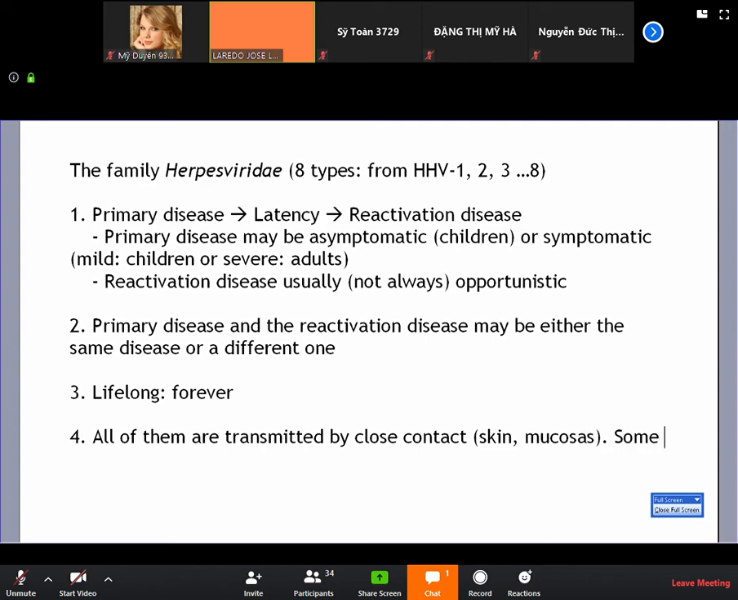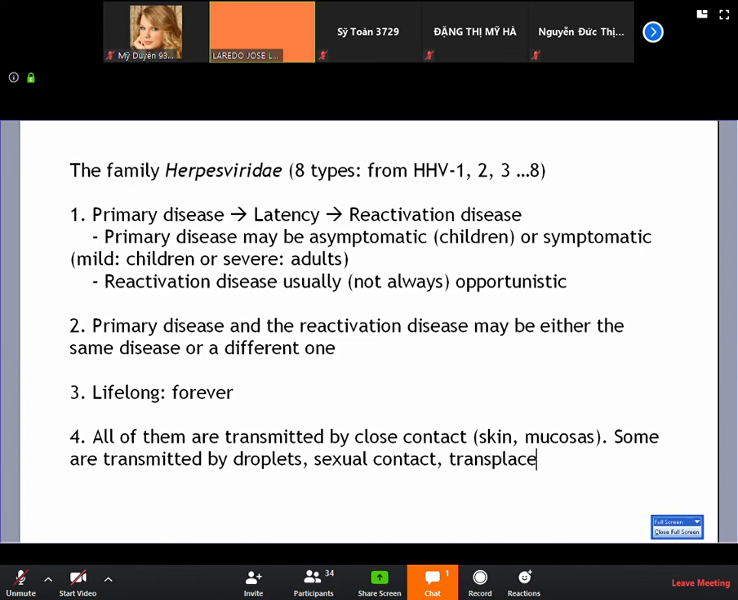Some are transmitted by droplets, as you already know. Actually, droplets are a kind of close contact, or by sexual contact. Sexual contact is also close contact. And some of them transplacentally, but all of them by close contact.